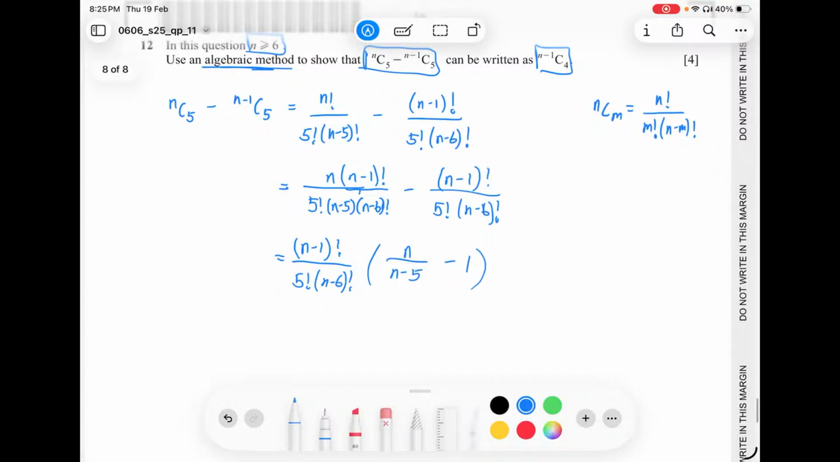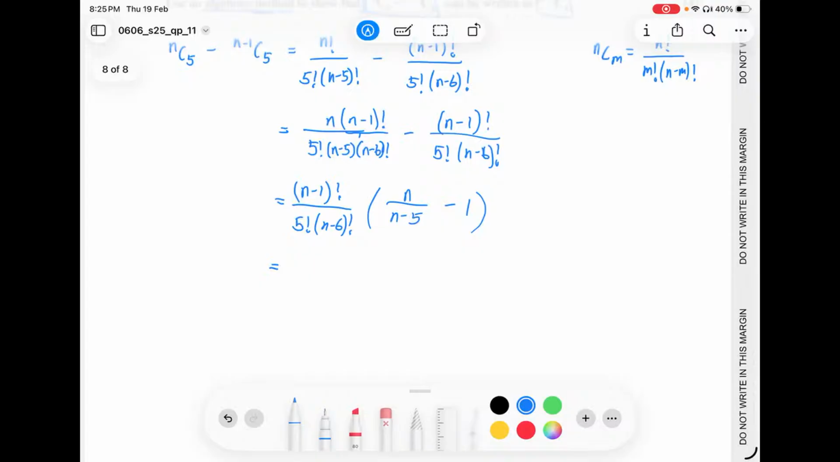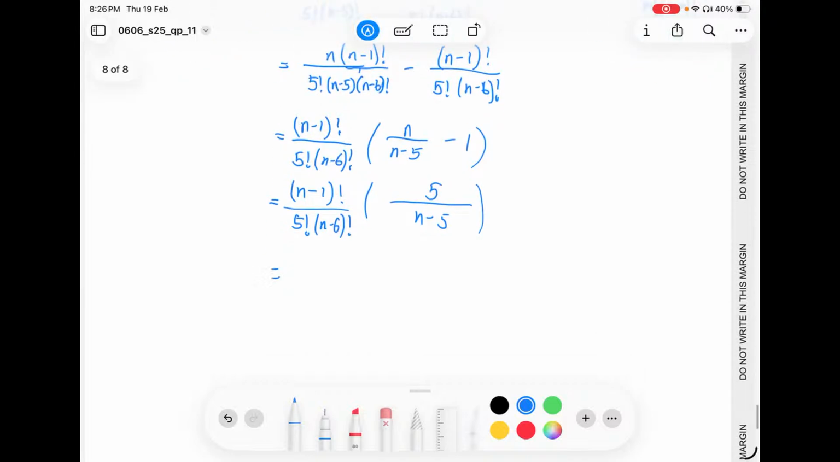So now we can make it into the same denominator. So basically this n minus 1 factorial over 5 factorial, you just leave this as it is. We are going to focus on this part. We can make this into the same denominator as n minus 5, which will give us n minus 5, which is going to be 5. So that's what we did.